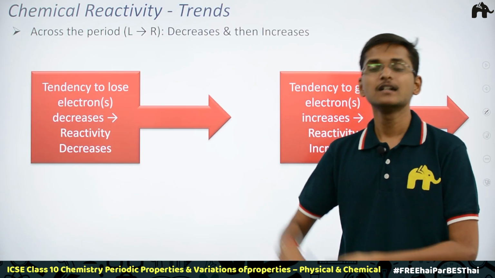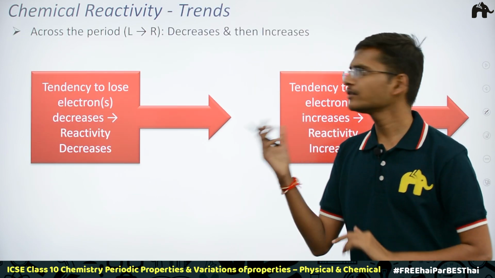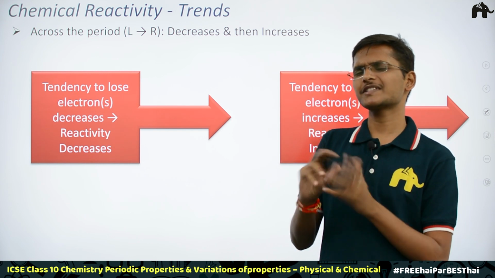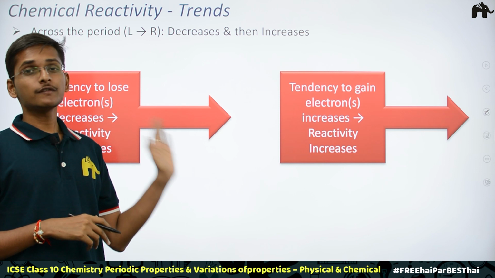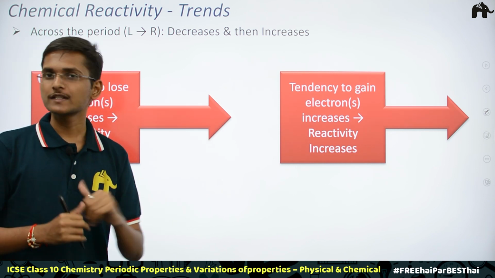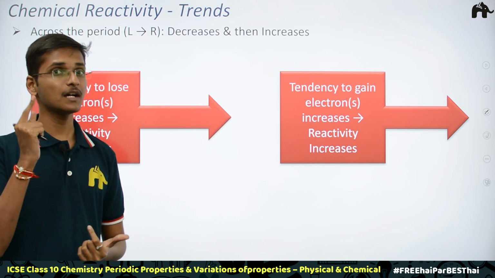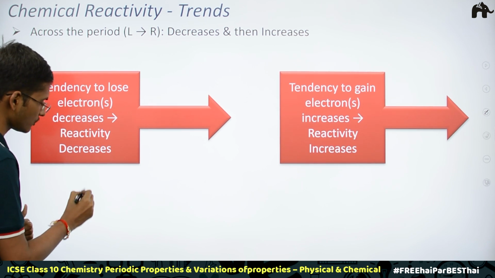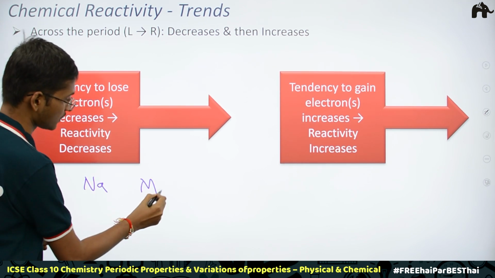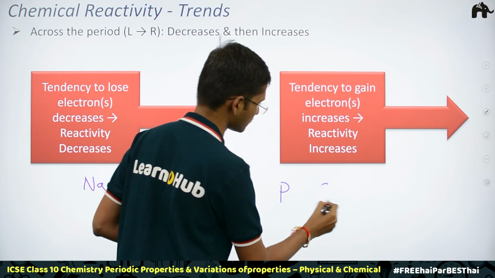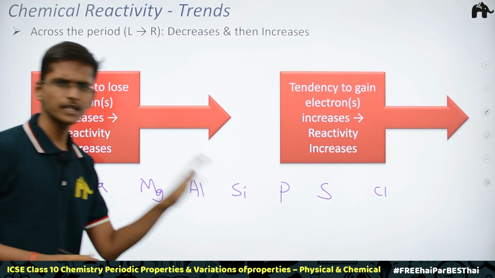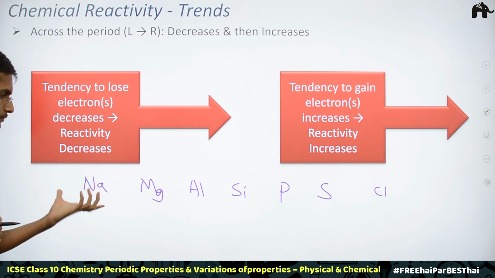Now let's see the trends in the chemical reactivity. First, we are going to see across the period. We have just slightly changed the pattern for this case. Now when we are moving across the period from left to right, what is actually happening? Let's understand with the help of an example. I'm taking an example of third period elements: sodium, magnesium, aluminium, silicon, phosphorus, sulfur, chlorine. That's it. Now, what is happening?